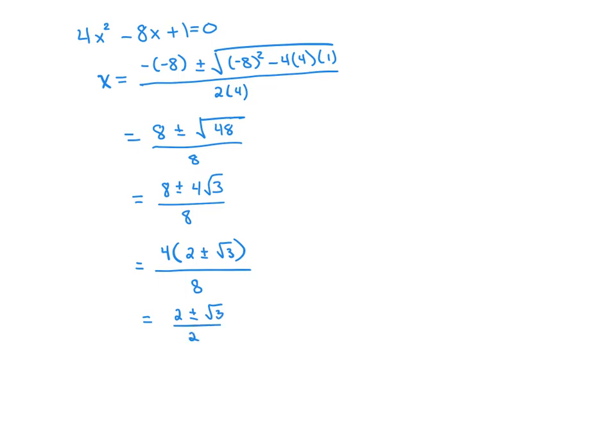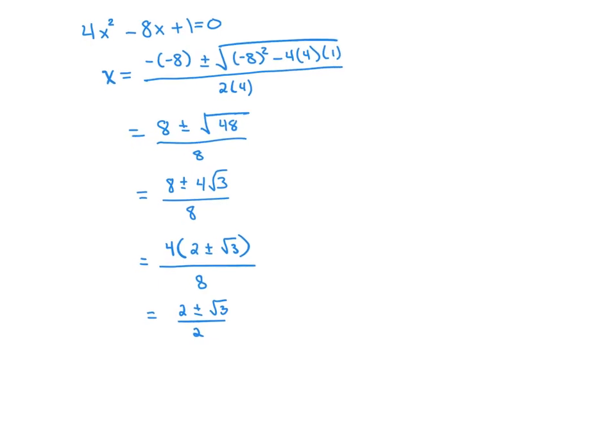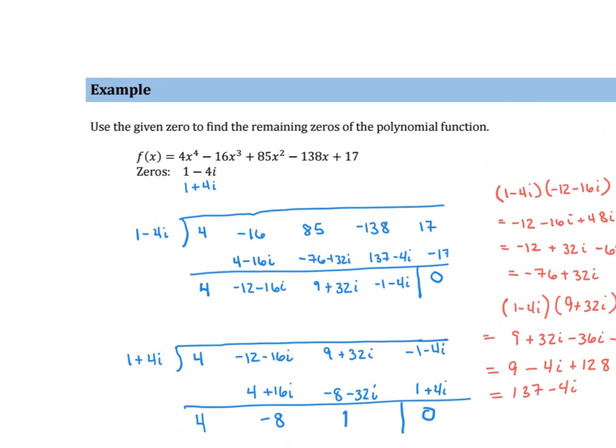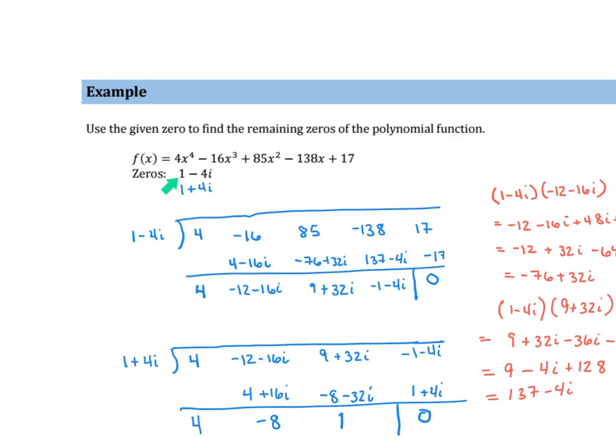So the remaining zeros, or x equals 1 plus 4i, and then 2 plus or minus the square root of 3 all over 2. So you'll notice we have 1 plus 4i, and then 2 plus the square root of 3 over 2, and 2 minus the square root of 3 over 2. There were 3 zeros. And if we go back, we were given a 0. So that's 4 zeros, and we have a fourth degree polynomial.